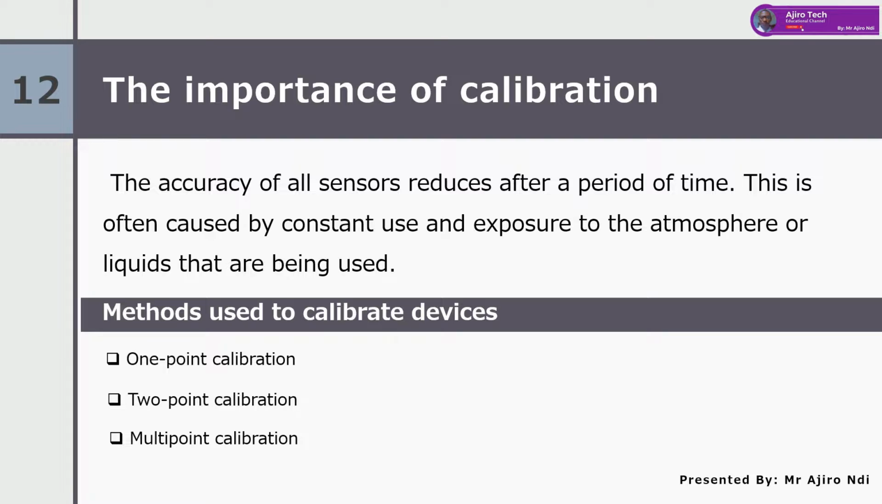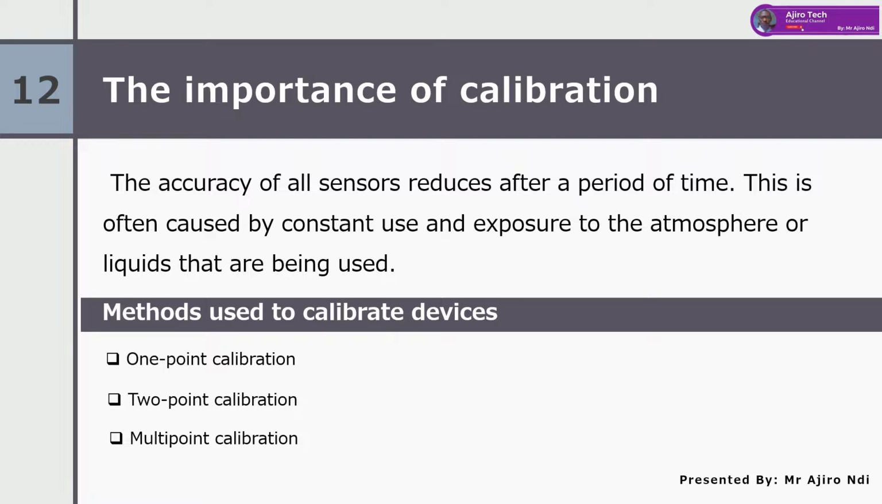The alternative is to take readings from a sensor that has already been calibrated and use them to compare the temperature readings of the sensor that is being calibrated. So we have 1-point calibration. What's 1-point calibration? This type of calibration is the easiest to perform.